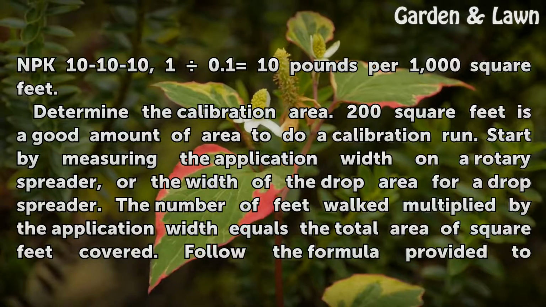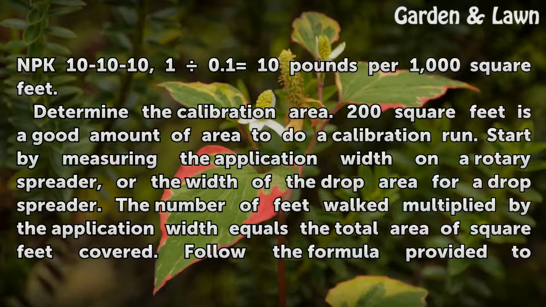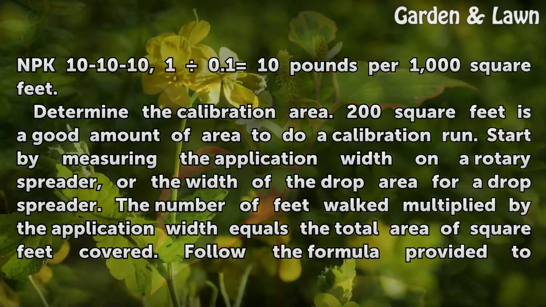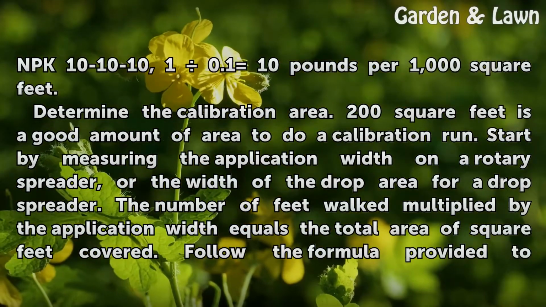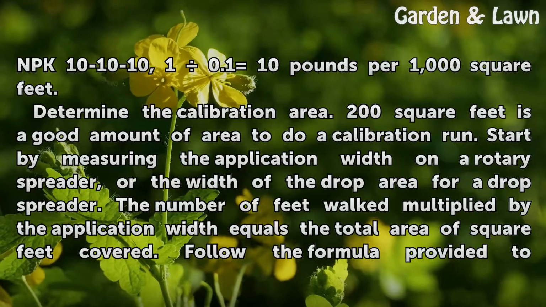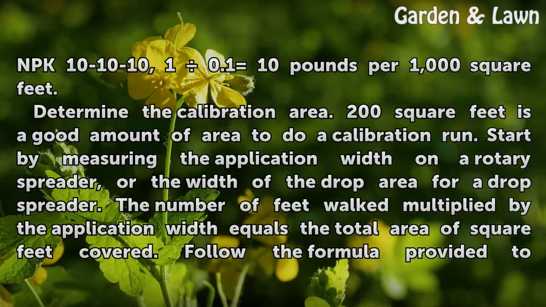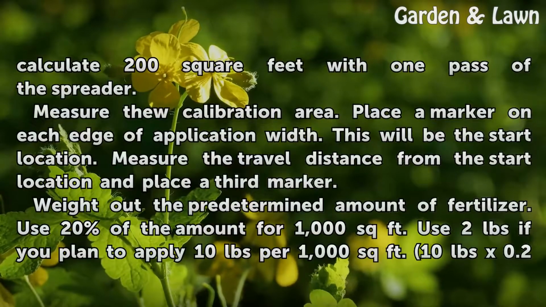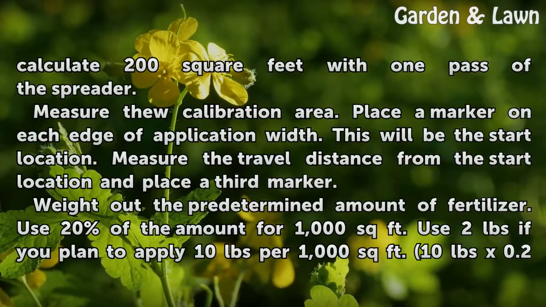Determine the calibration area. 200 square feet is a good amount of area to do a calibration run. Start by measuring the application width on a rotary spreader, or the width of the drop area for a drop spreader. The number of feet walked multiplied by the application width equals the total area of square feet covered. Follow the formula provided to calculate 200 square feet with one pass of the spreader.